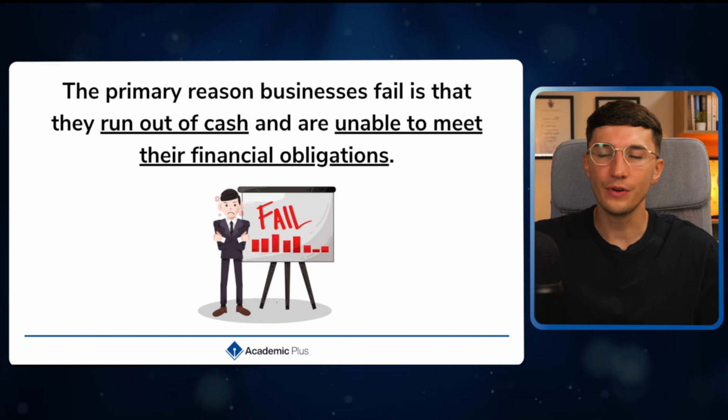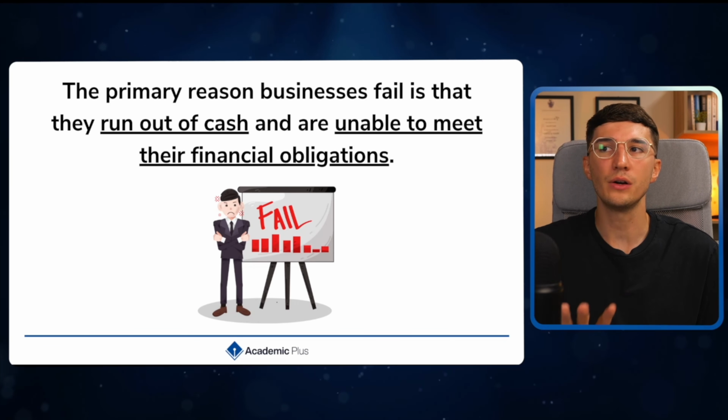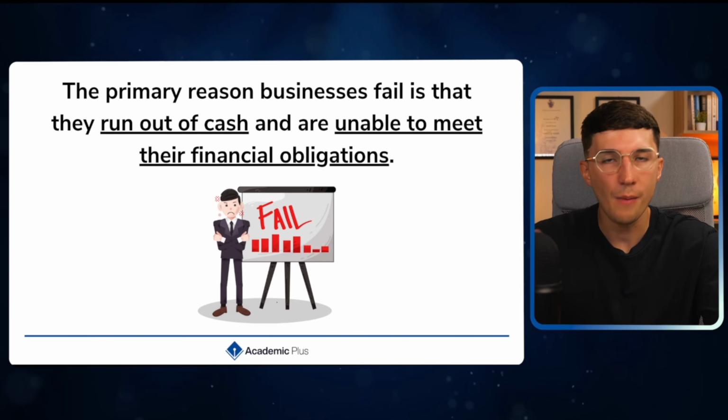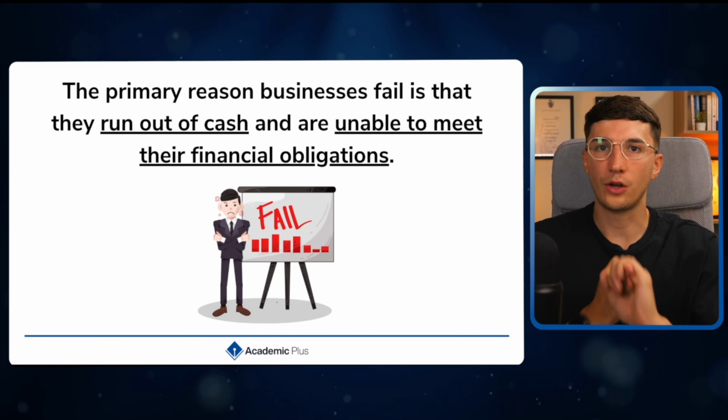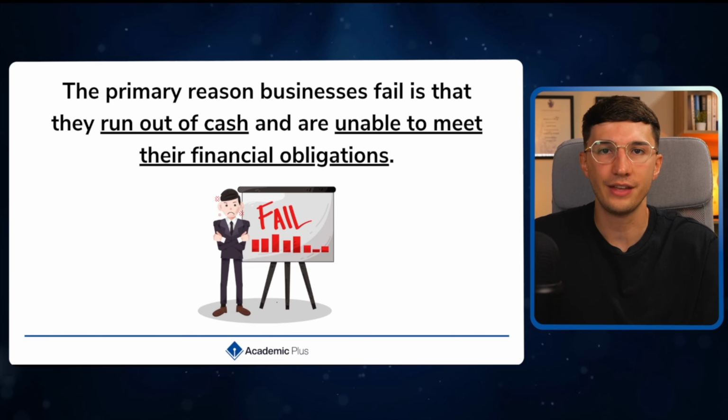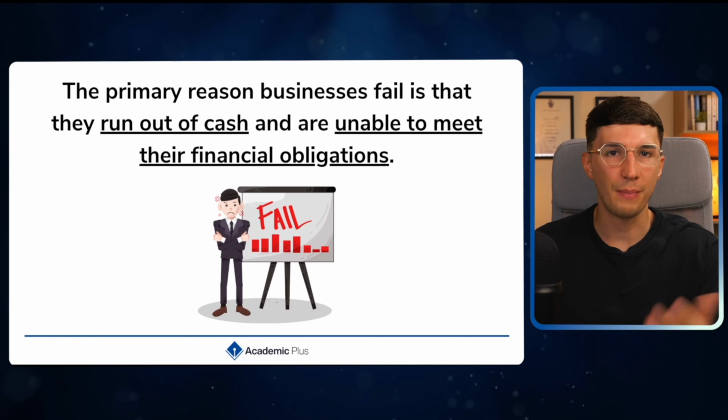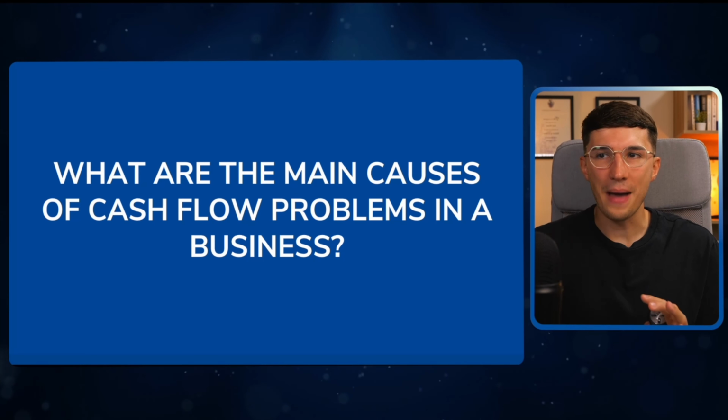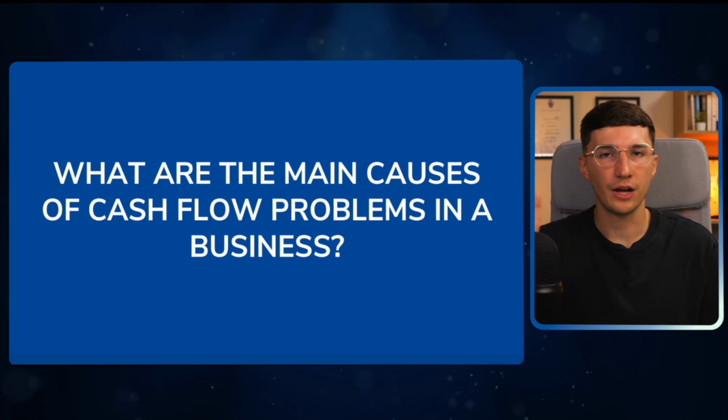The primary reason, as we said, why businesses tend to fail is because they run out of cash. They can't pay any of their financial obligations. They can't pay their expenses on time. They can't pay their debt on time and end up having to file for bankruptcy. So what are then some of the main causes of why a business might see cash flow problems?